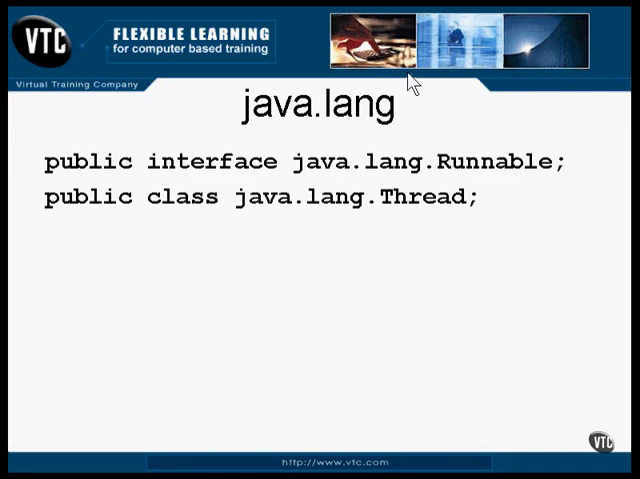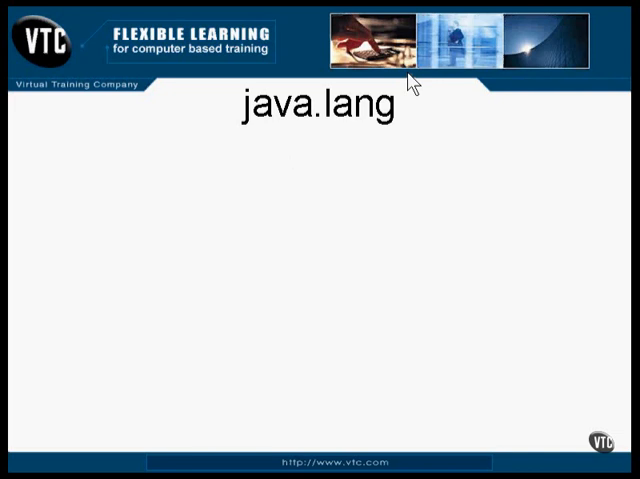The interface and the class that make multiple threading possible are part of the java.lang package. I'll have some examples of using both of them in a later lesson. In the next lesson, we take a look at the annotation sub-package of the java.lang package.